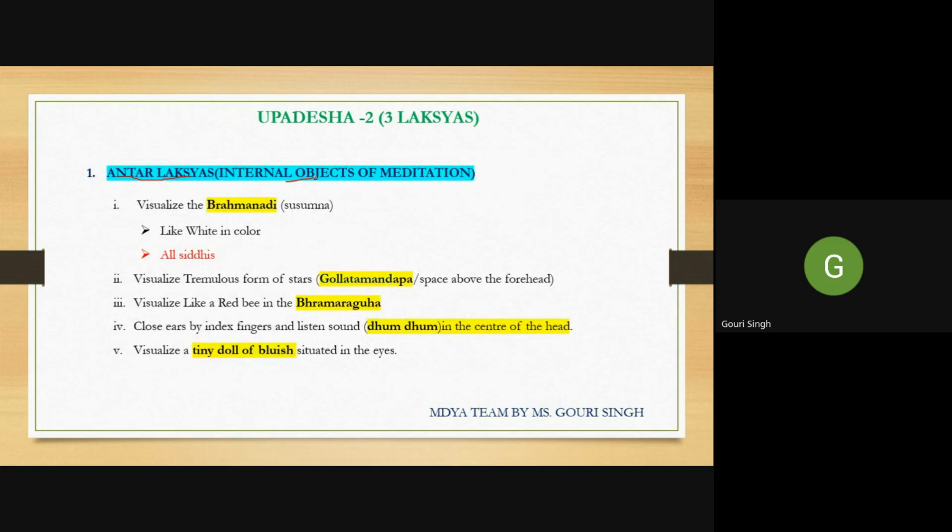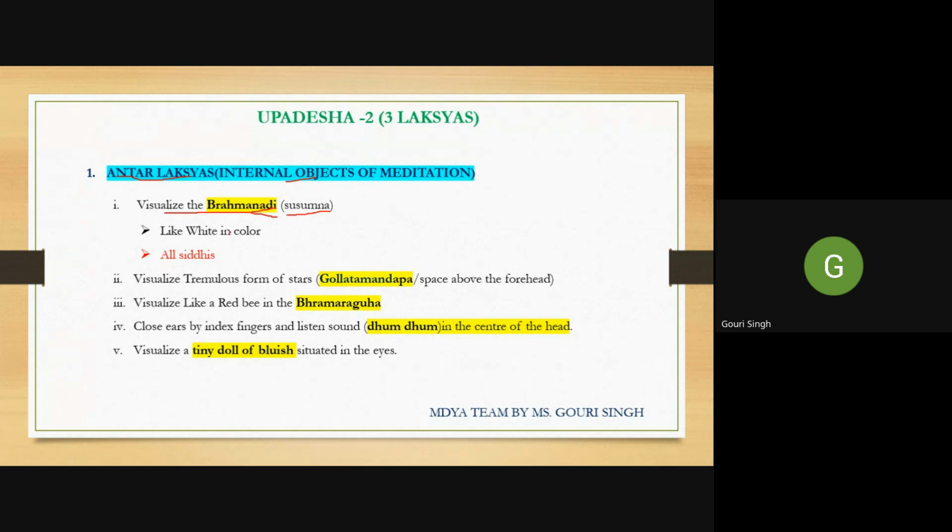So what are the Antar Lakshyas discussed here? 5 Antar Lakshyas are discussed here. You have to remember, maybe the sequence will come in the exam. So the first one is to visualize the Brahma Nadi. One needs to do the meditation on the visualization of the Brahma Nadi. What do you mean by Brahma Nadi? It is another name of which Nadi? Sushumna Nadi. Yes, we already discussed in the Yogvis also that Sushumna Nadi's other name is Brahma Nadi.